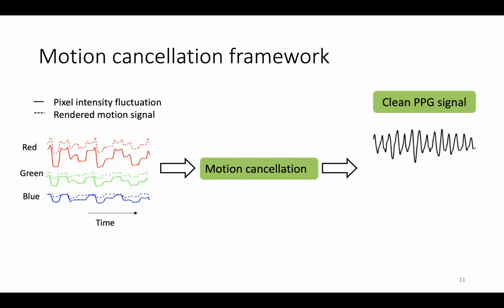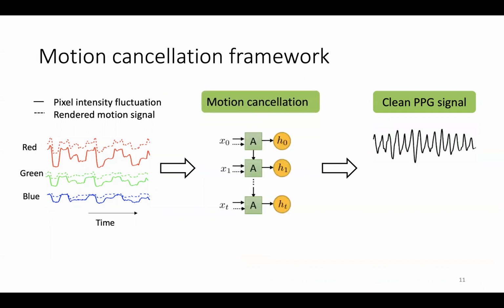Next, we use the pixel intensity along with the generated motion signals to extract a clean PPG signal using a filtering process. In this work, we adopt a bidirectional long short-term memory network as the filtering technique. The pixel intensities and the reference motion signals are used as input to a 3-layer bi-LSTM network with 30 hidden units.